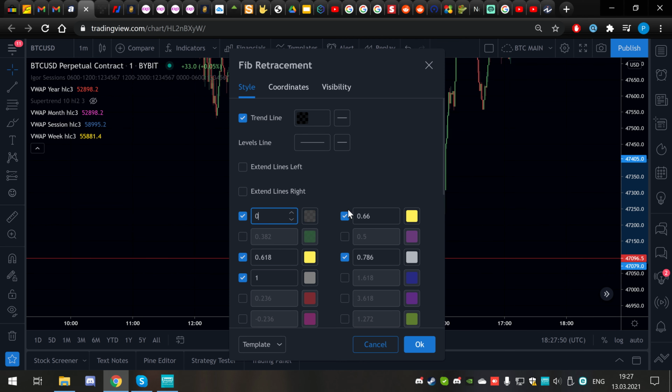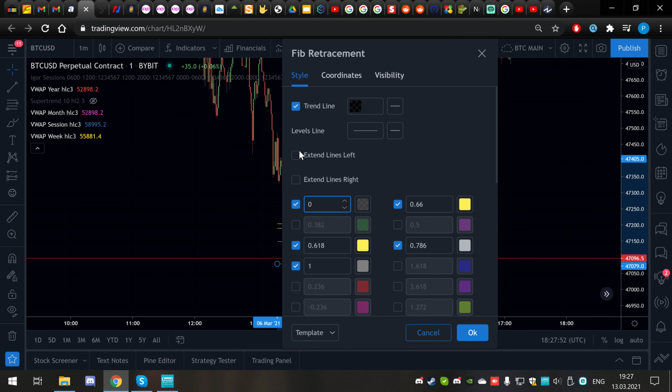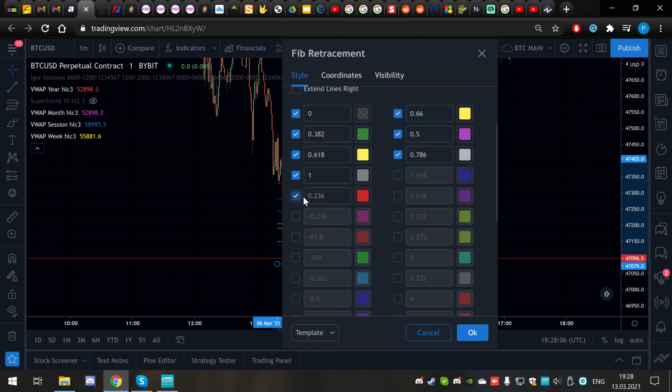You can also see my settings for the rest of the numbers because we use them as well. I will tell you when. So I use this one too, even the purple one, and this one too.